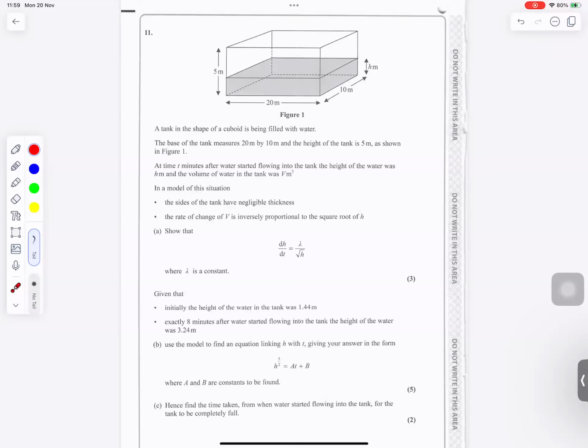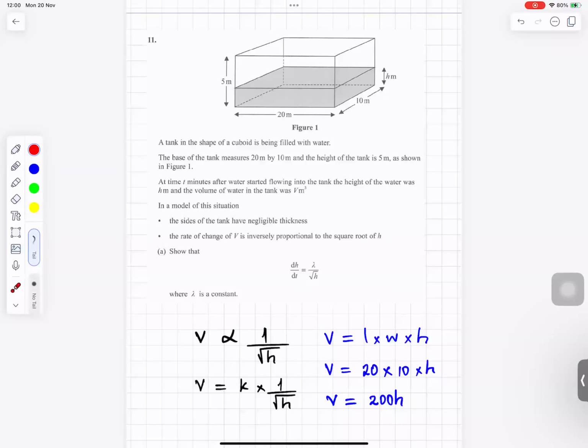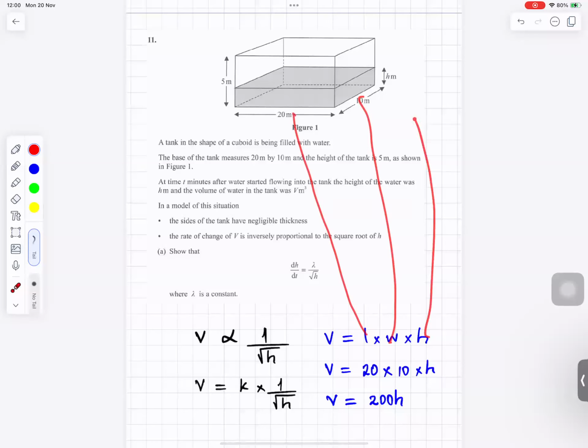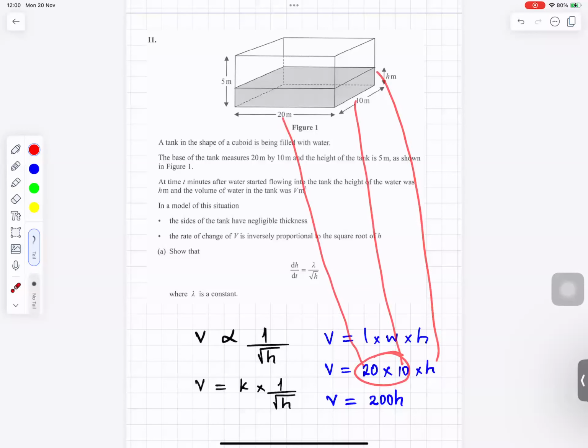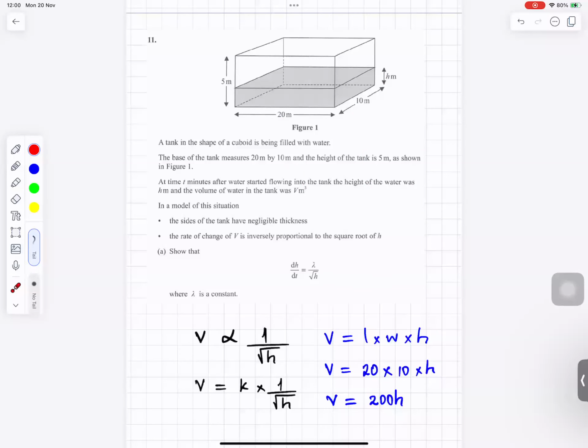Question number 11. The volume is inversely proportional to the square root of height. And volume, changing the proportional sign, equals k times 1 over the square root of height. Volume is given by the length times the width times the height. 20 times 10 times h. 20 times 10 is 200, so volume is 200 h.